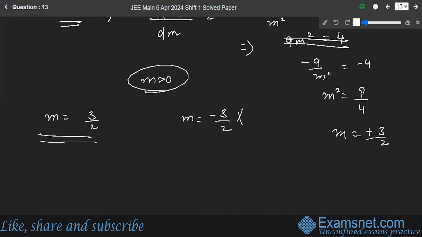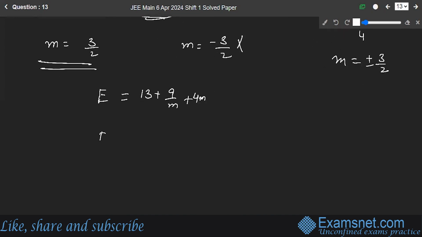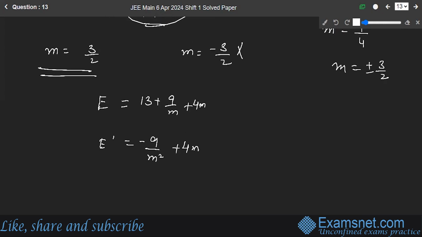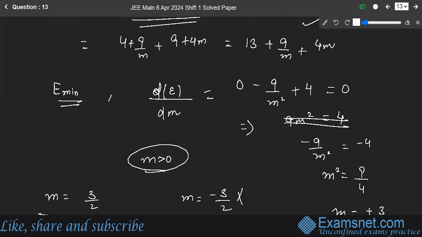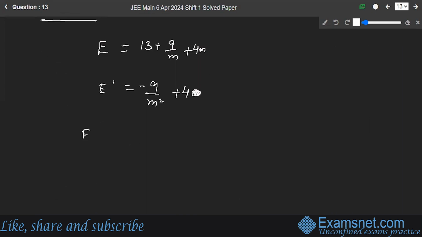Right. So let's find out the second derivative of this. What was your E? It was 13 plus 9 upon m plus 4m, so E dash was equal to minus 9 upon m squared plus 4. So let's find out the second derivative of this function. This will be given by minus 9 upon m cube, into 1 by 2.